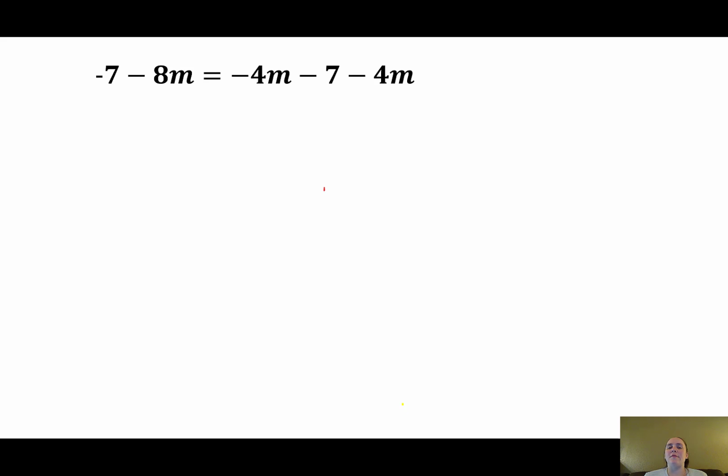All right, one last example, and then I'll let you guys get on with your next activity. Looking, do I have any like terms on the left? Nope. Like terms on the right? Yes, negative 4m and negative 4m. I'm going to add my like terms. I get negative 7 minus 8m equal to negative 4 plus negative 4, which gives me negative 8m minus 7.